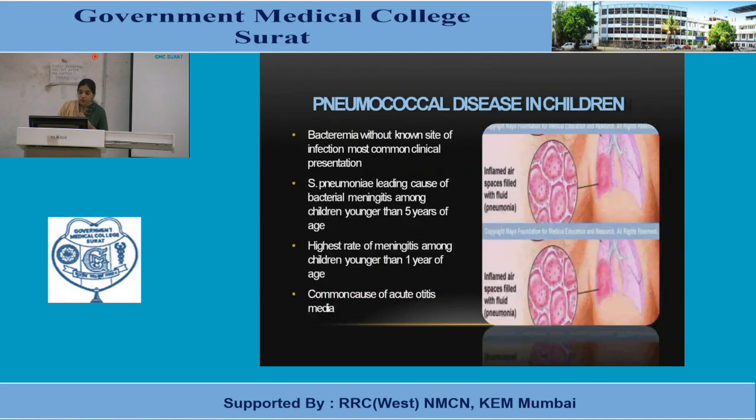In pneumococcal disease in children, bacteremia without a known site of infection is the most common clinical presentation. Streptococcus pneumoniae is the leading cause of bacterial meningitis among children younger than 5 years of age. This is very important, younger than 5 years of age. The highest rate of meningitis is among children younger than 1 year of age, and it is a common cause of acute otitis media, which I also told you is common in children.